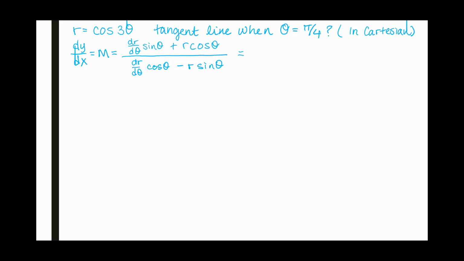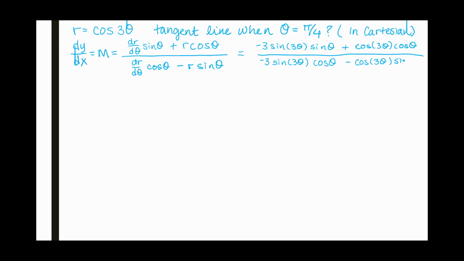So in my example, what will these formulas be? The derivative of cosine 3 theta should be negative 3 sine of 3 theta. Then we're going to multiply that by sine theta, and add to that r, so cosine 3 theta times cosine theta. That's my numerator. And in the denominator, negative 3 sine of 3 theta cos theta minus cosine of 3 theta sine theta. Now we're going to input pi over 4 everywhere.